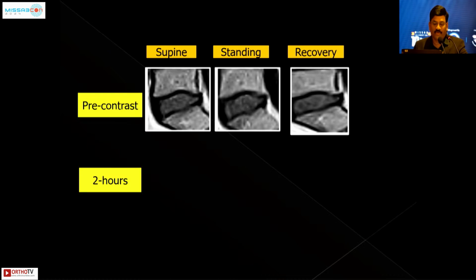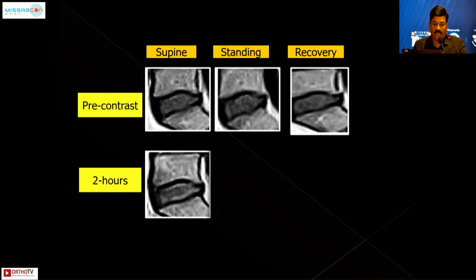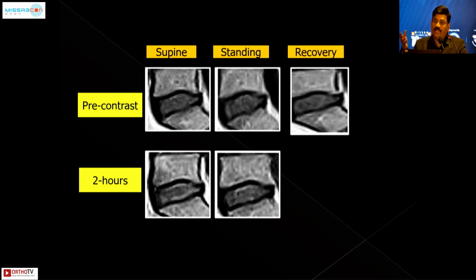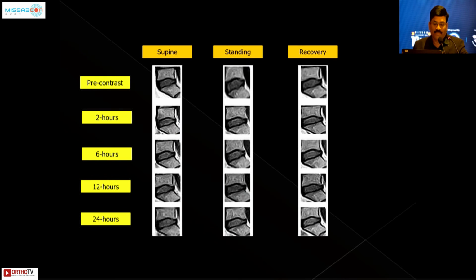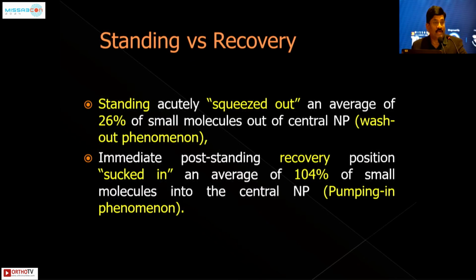I'll just finish off. So this is how we get scans in supine position, standing position, and again immediately we put the patient into recovery. And we started taking these MRIs pre-contrast, then at 2 hours, 6 hours, 12 hours, and 24 hours, just to see how the dye is going inside and coming out, and whether anything is leaking outside the disc. So we found very interesting things.